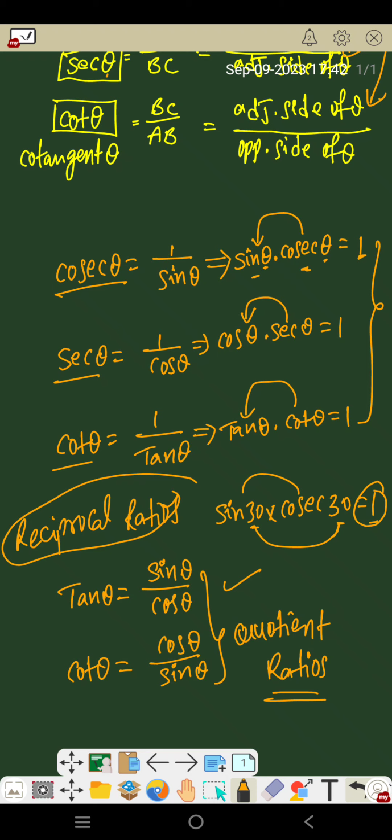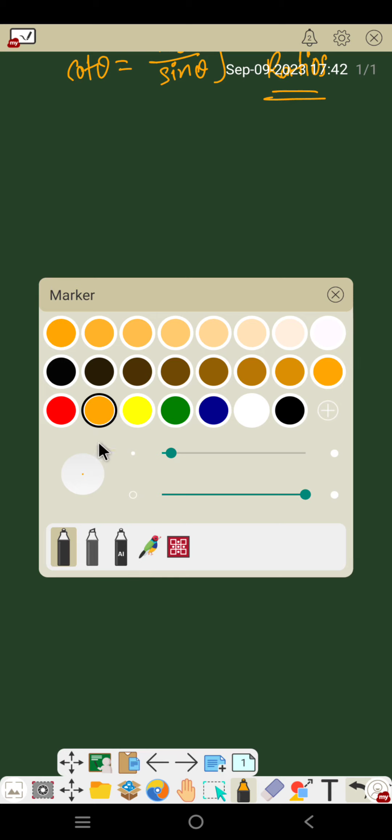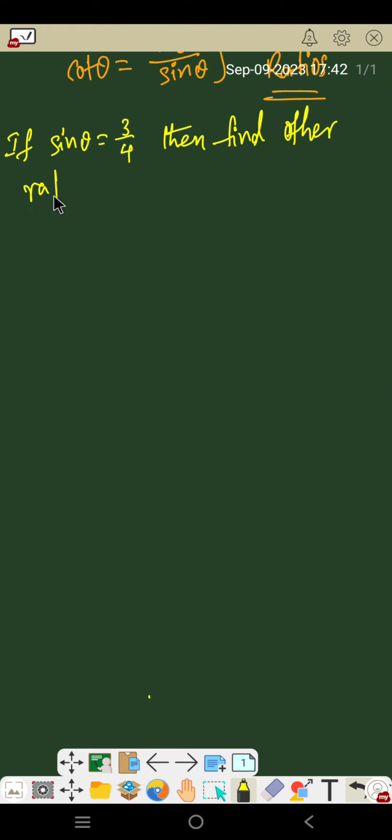Sir, why do we have to use this? What is the necessity of this? See, I will give just one example. In the examination they will give: if sin theta is equal to 3 by 4, then find other ratio values. Like this they will ask you.